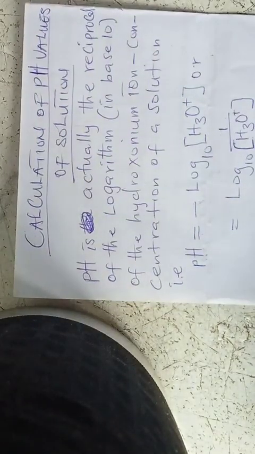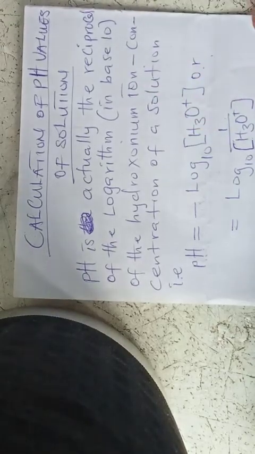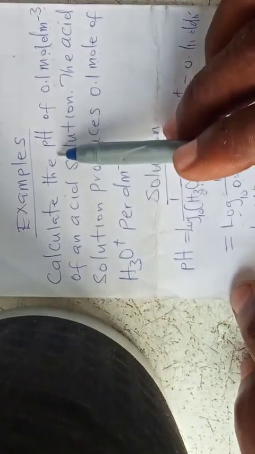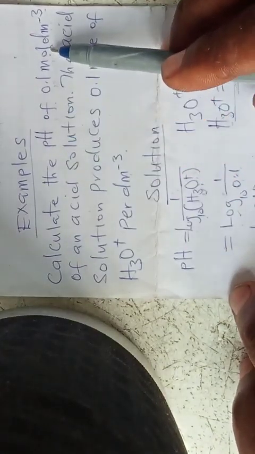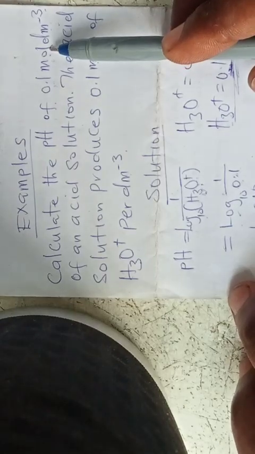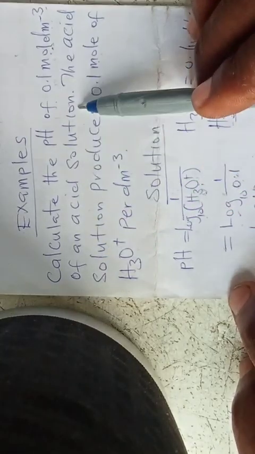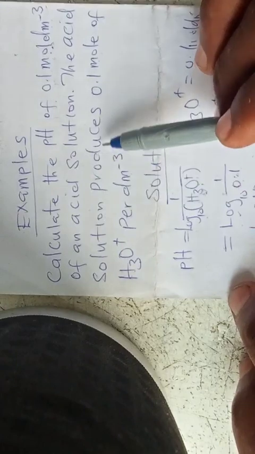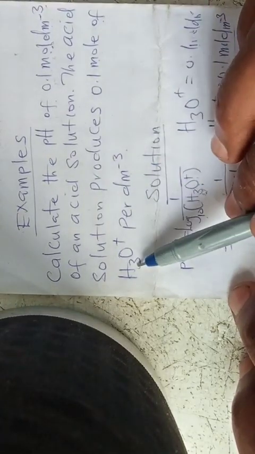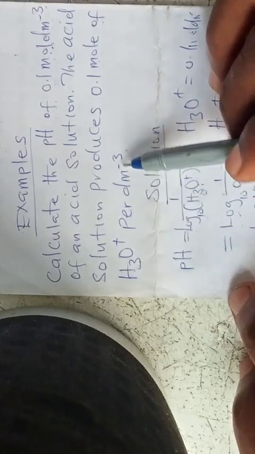So without wasting time, let's see. You can use any of these formulas to solve that. So let's see what we have here. Example number 1. Calculate the pH value of 0.1 mole per dm cube of an acid solution. The acid solution produces 0.1 mole of hydronium ion per dm cube.